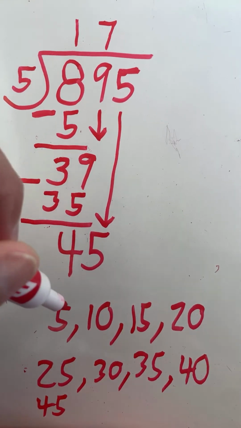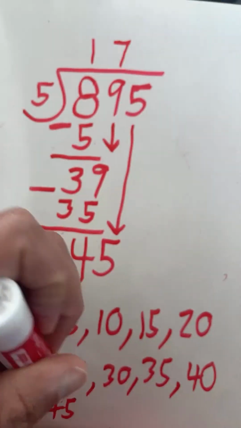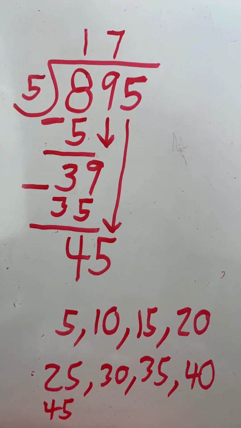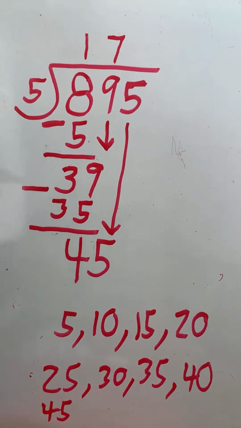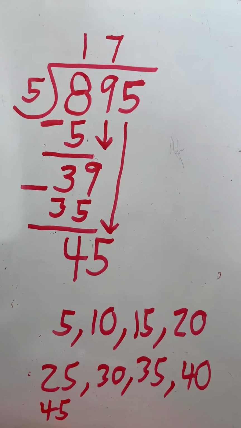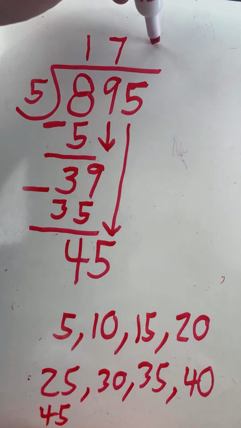Let me see how many times I had to count by 5 to get to 45. We had to count by 5 1, 2, 3, 4, 5, 6, 7, 8, 9 times. We can get 9 groups of 5 within 45. So 45 divided by 5 equals 9.